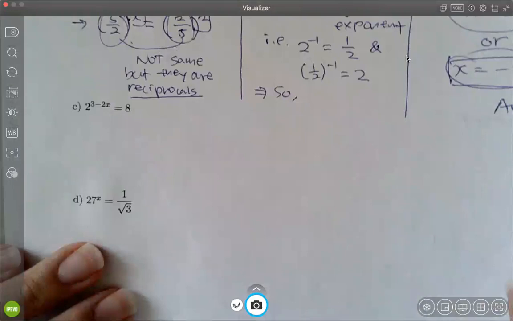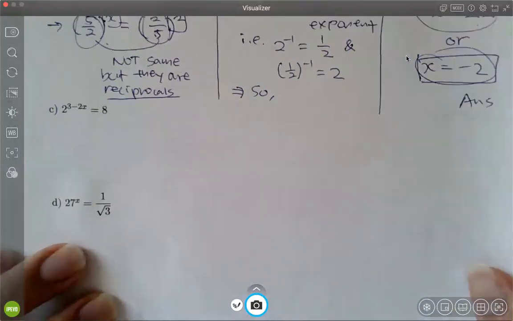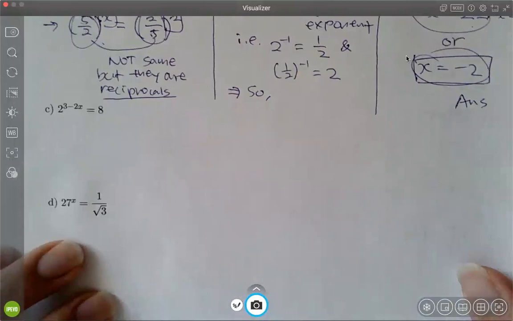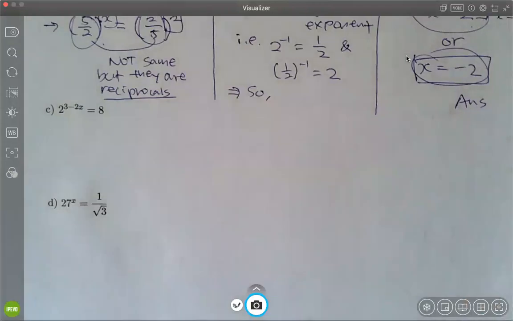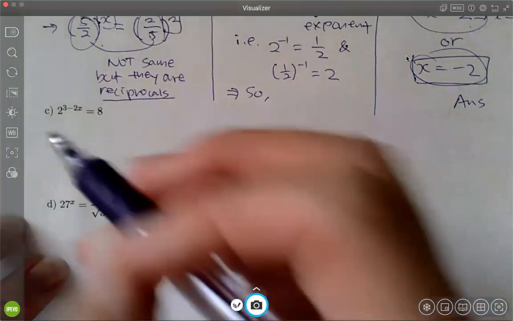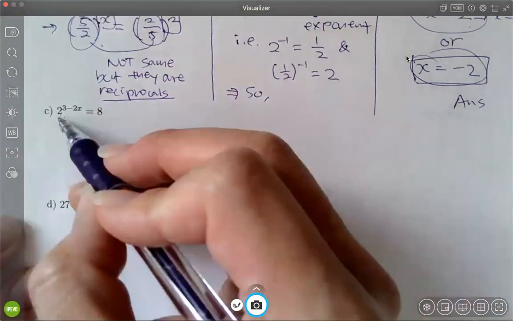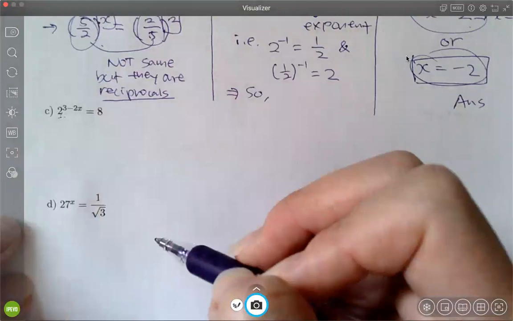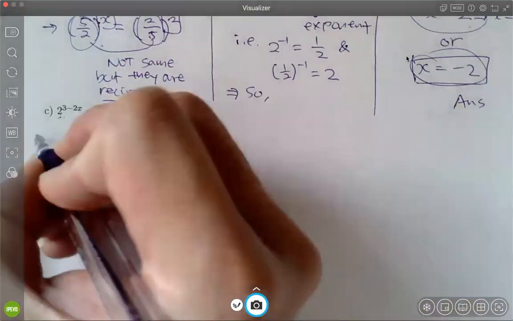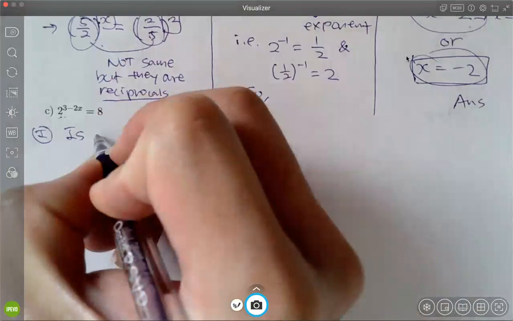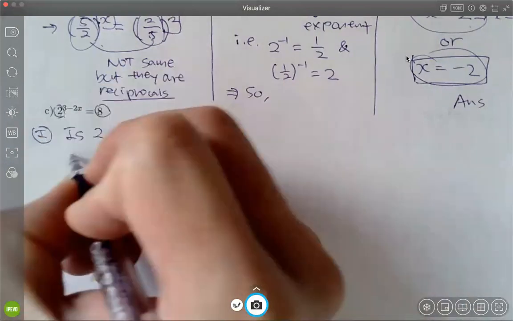And then C. 2 to the power 3 minus 2x is equal to 8. Now the exponent is not just x. It's some kind of expression of x. Here, which two numbers are we looking at? Not 2 or 3, or 2 and 2, right? We are looking at that 2 and that 8. Again, are 2 and 8 related?